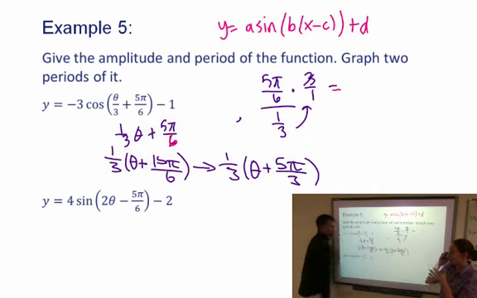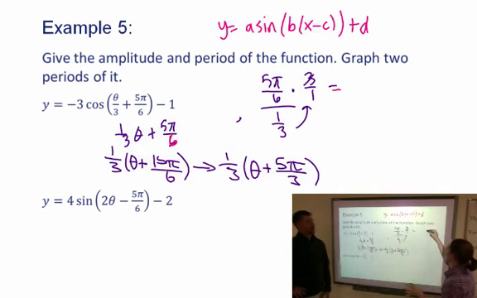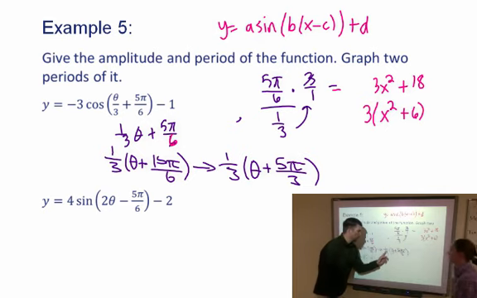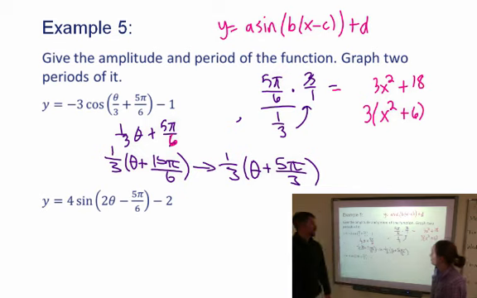That may seem a little tricky, but think about what we used to do back in the day when we had like 3x squared plus 18, and we said, let's factor this. We said, okay, I'm going to take out a 3, that gives me x squared plus 6. What did we do? We did 18 divided by 3, and that's how we got that 6. So you should be able to send that 1/3 back in there and get the same number that you started at. And we don't. 3 times 3 is 9. So that should be 2 on the bottom.